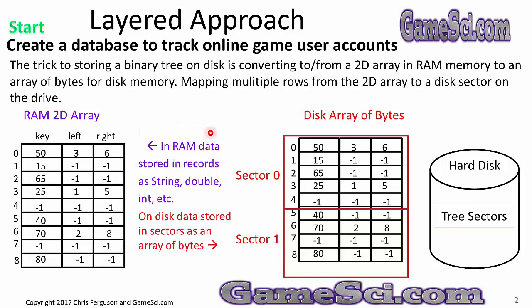In RAM, data is stored in records as strings, doubles, and ints. This is a 2D array containing integers. It could also contain strings and doubles and other data types. On disk, data needs to be stored in sectors as an array of bytes. A disk is an array of bytes. So in sector 0, I'm going to map 5 records as an array of bytes. In sector 1, I'm going to map up to 5 records in an array of bytes. We have to convert how we store data in RAM to how we store data on the disk.